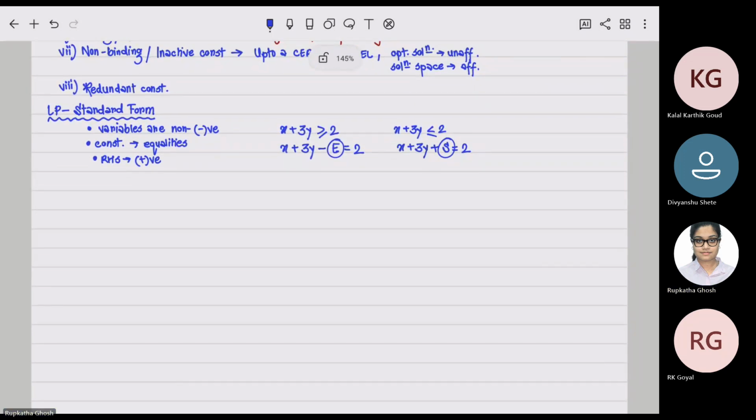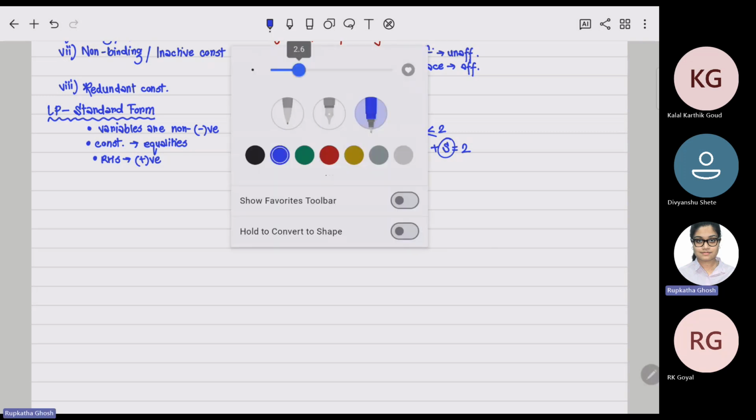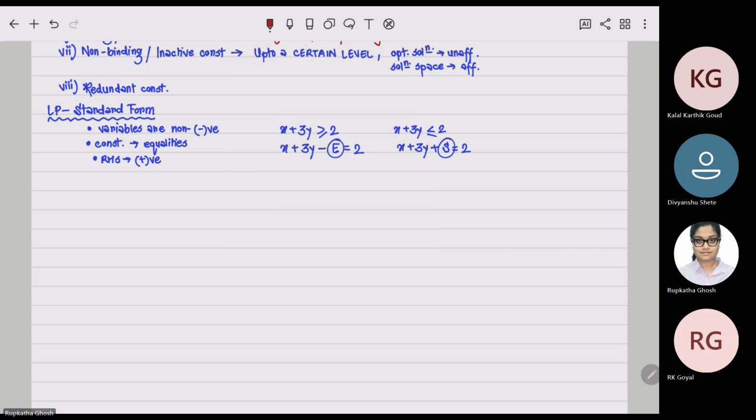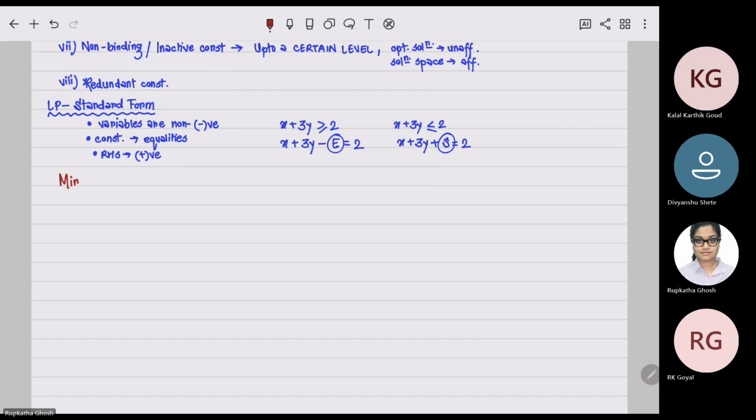Now, the basic requirements you understood, right? All decision variables have to be non-negative, right-hand side of the constraints have to be positive, and all constraints have to be linear and equality type. So, let's say you have to convert this LP into a standard form.